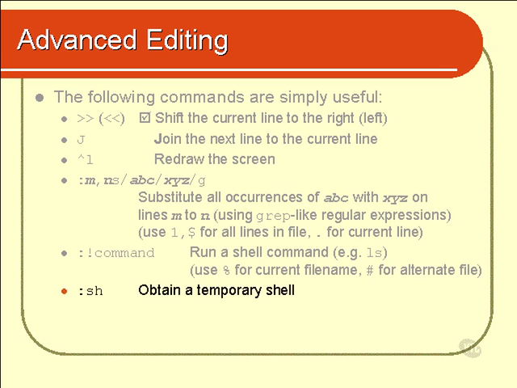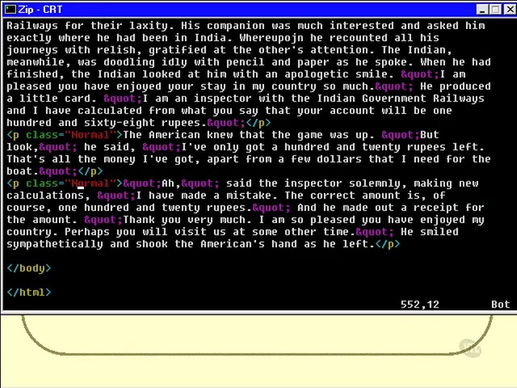Finally, I can use :sh if I just want to obtain a temporary shell to do maybe a bunch of commands. The previous option is very useful if I just want to do one command, but if I want to do a series of commands, I might just want to get a shell. A temporary shell, Vi will still be running, I don't even have to save my file, and it will get another shell on top of my Vi session. So let's have a look at that.